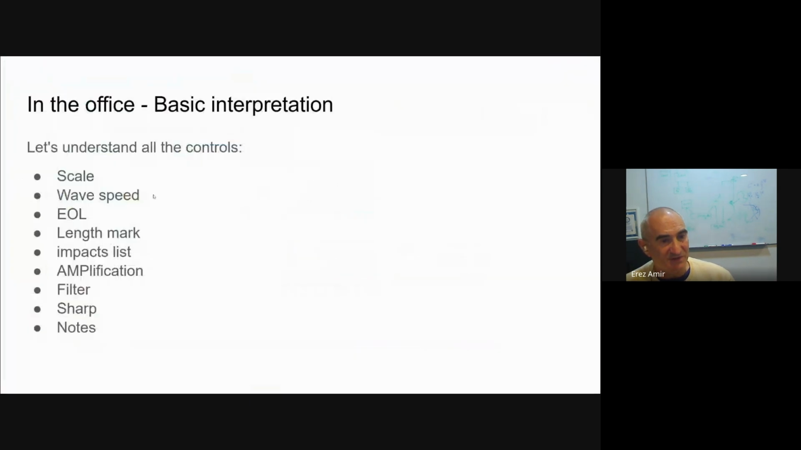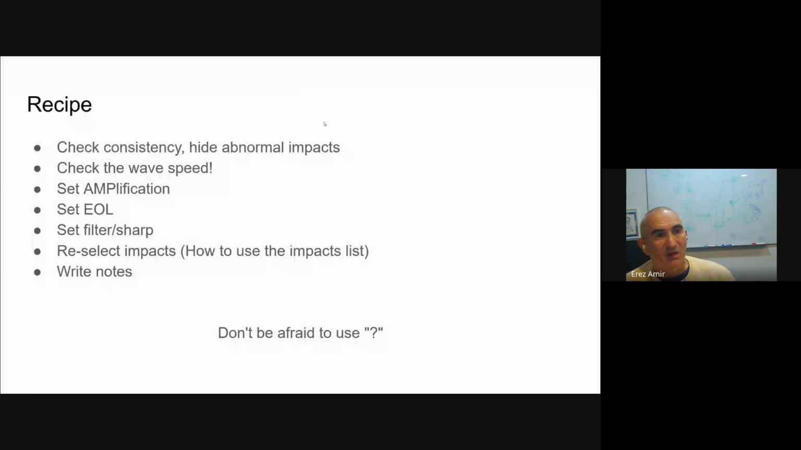Let's go back to our presentation to make sure I did not forget anything. Okay, we covered that. Let's go to the next one. Okay, now I'm going to give you a recipe for doing the interpretation of a pile. So the first thing is to check consistency and hide abnormal impacts. I'm going to add to that that we also need to check that we have enough information. Then we're going to check the wave speed, set the amplification, and the end of file. So let's not follow all this now. We're going to go back into that.